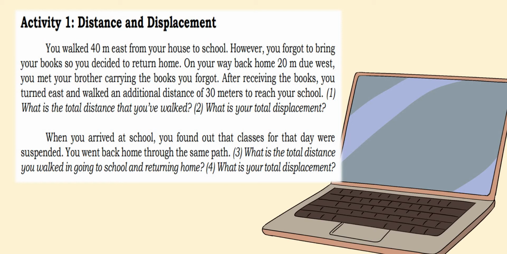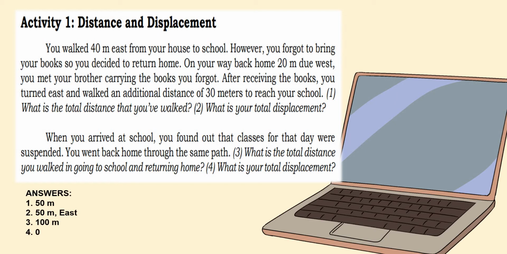When you arrived at school, you found out that the classes for that day were suspended. You went back home through the same path. What is the total distance you walked in going to school and returning home? And number 4, what is your total displacement? So let's have the answer. For number 1, what is the total distance that you walked? It is 50 meters. What is your total displacement? We have 50 meters due east.